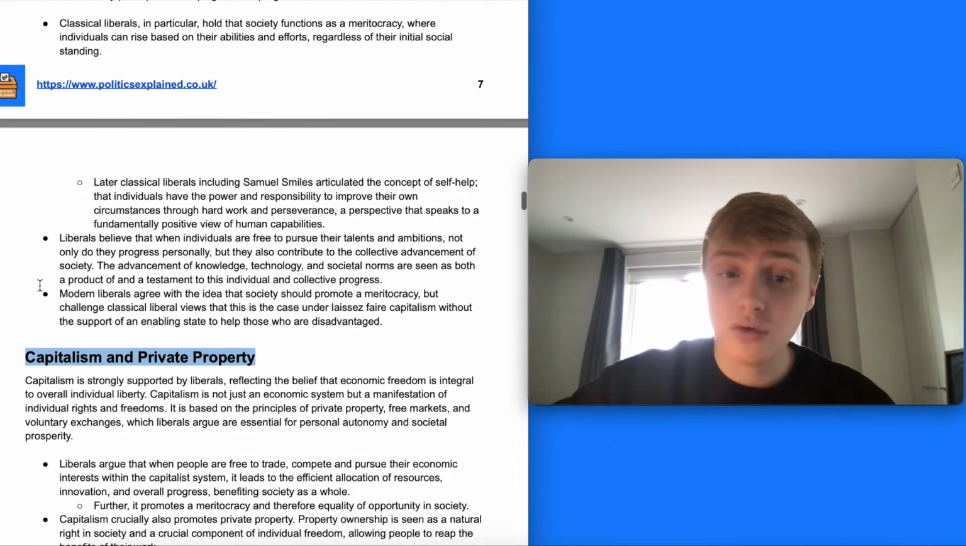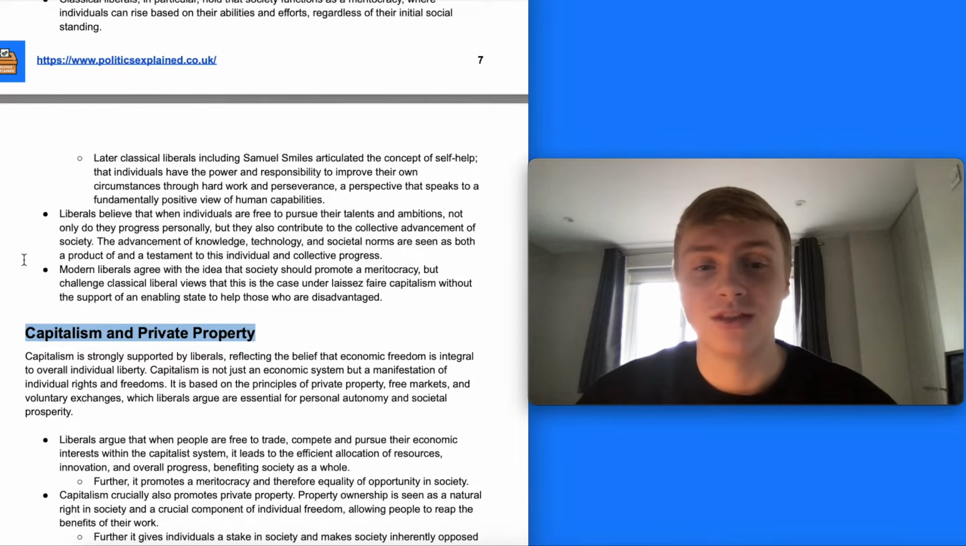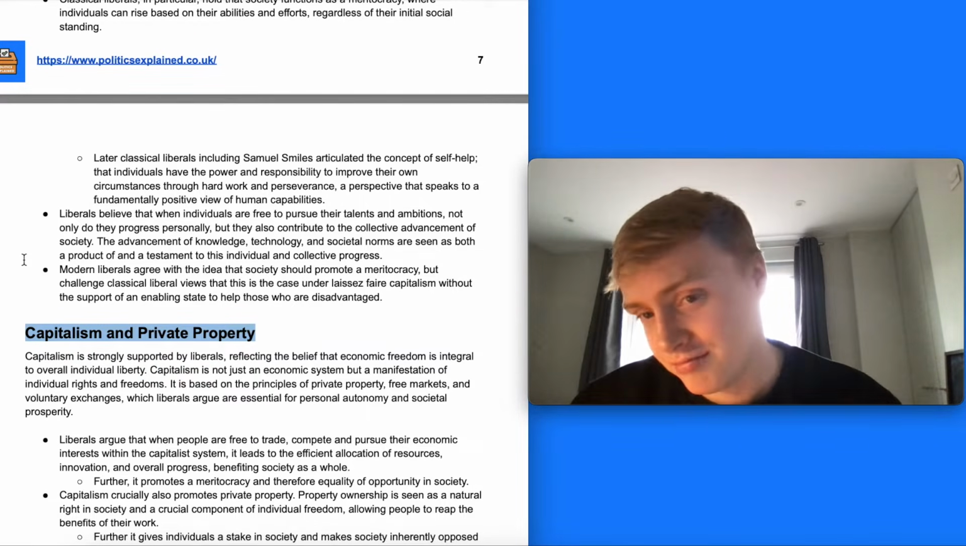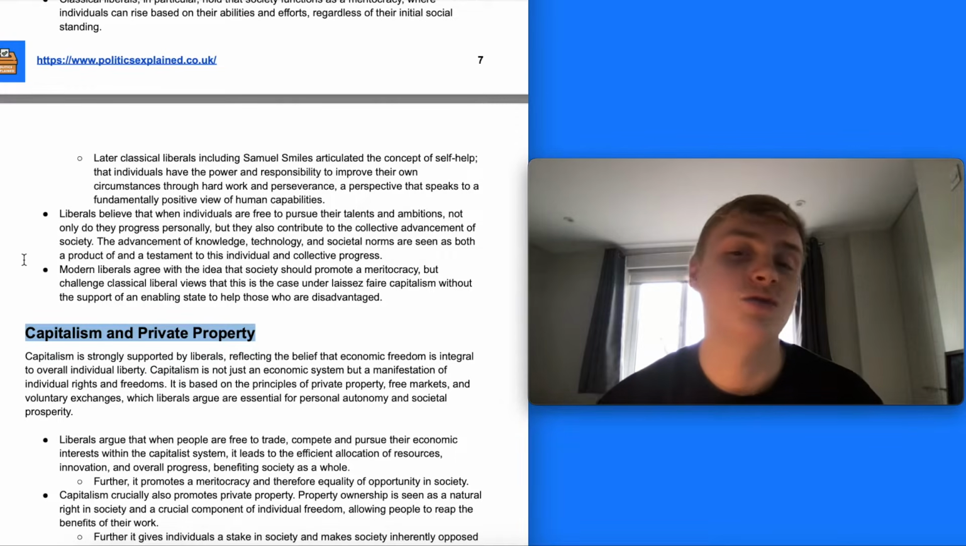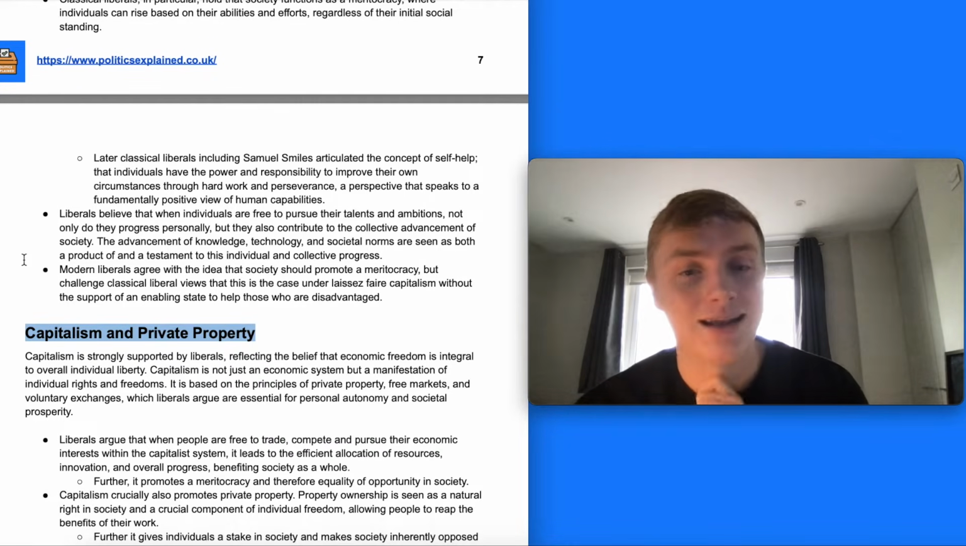So modern liberals agree that society should promote a meritocracy, but challenge classical liberal views that this is the case under laissez-faire capitalism without the support of an enabling state to help those who are disadvantaged. They very much do still believe in this progress, this optimistic view of human nature, but they also believe that actually leaving people alone isn't enough. And that's where you see the beliefs in the state, and this links into their view of positive freedom and developmental individualism rather than negative freedom, minimal state intervention, and egoistical individualism that classical liberals support.